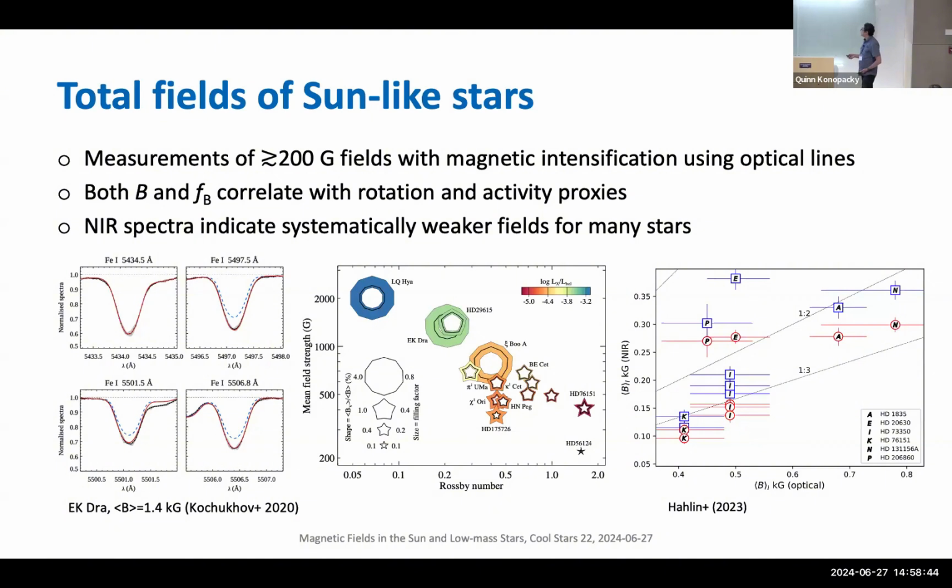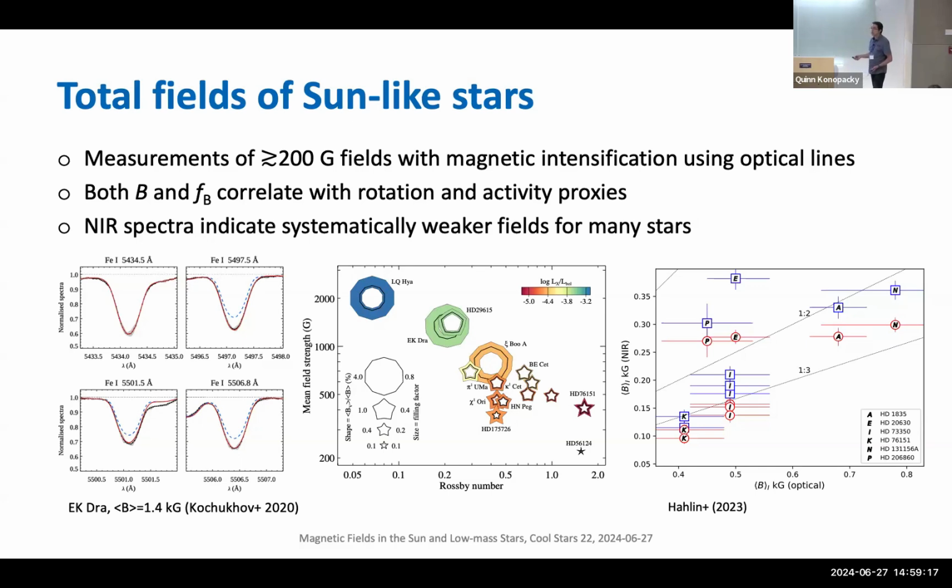What we are uncovering now, with a bit more observations and pushing our observations into the infrared, is that there might be a sort of chromaticity of these mean field strength measurements. This is the comparison of the measurements of essentially the same group of stars in the optical versus in the infrared, in the H band, and the H band shows a factor of 2 to 3 weaker magnetic fields.